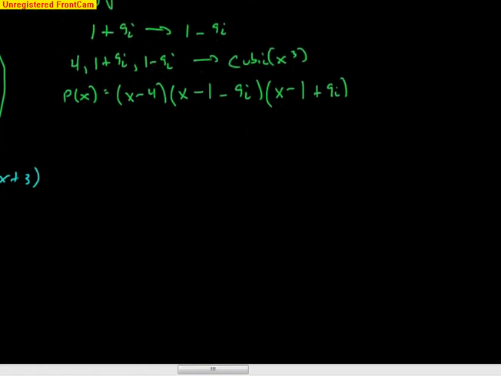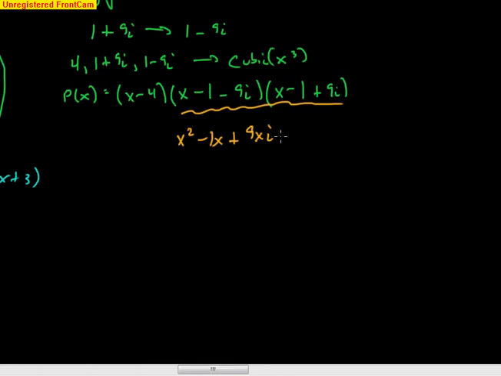I'm going to scroll down here to give myself more room. Okay? We're first going to start with these two, because they're so similar, things are going to cancel nicely. So x to all three, right? x times x is x squared. x times negative 1 is negative 1x. x times 9i is positive 9xi.